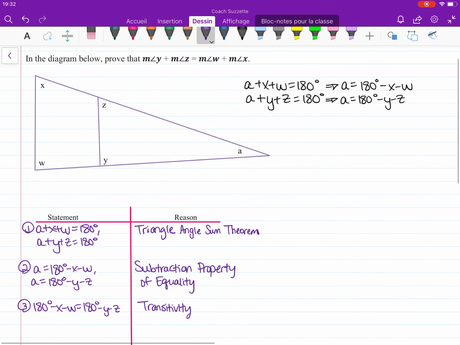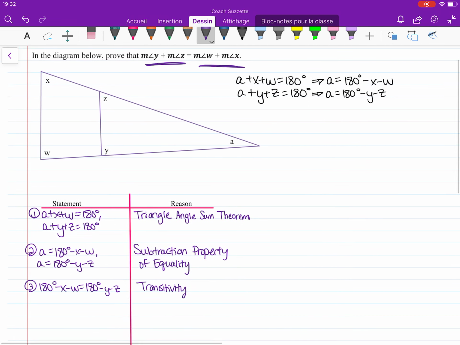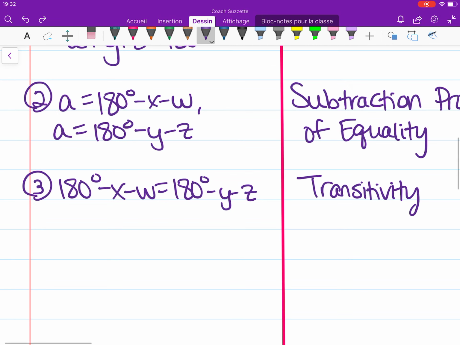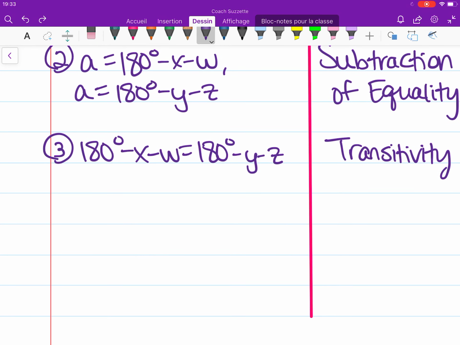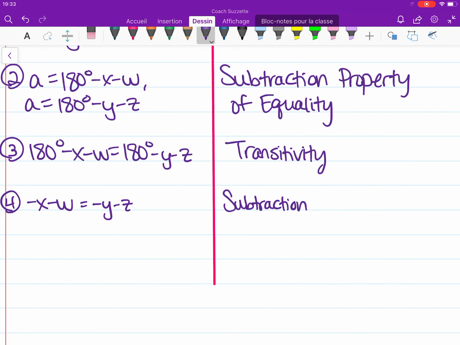Okay, what do we need to get again? Y plus z equals w plus x. Okay, let's do a little more work. If we said minus 180 on both sides, we'd be left with this. Subtraction property of equality says that it's totally legit for us to do minus 180 on both sides of that equation. Subtraction property of equality.